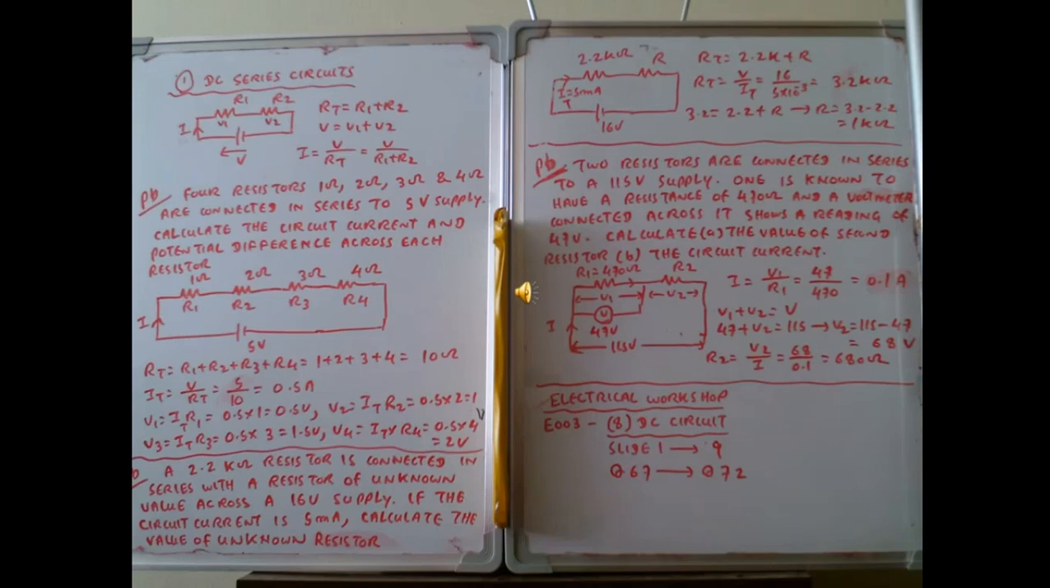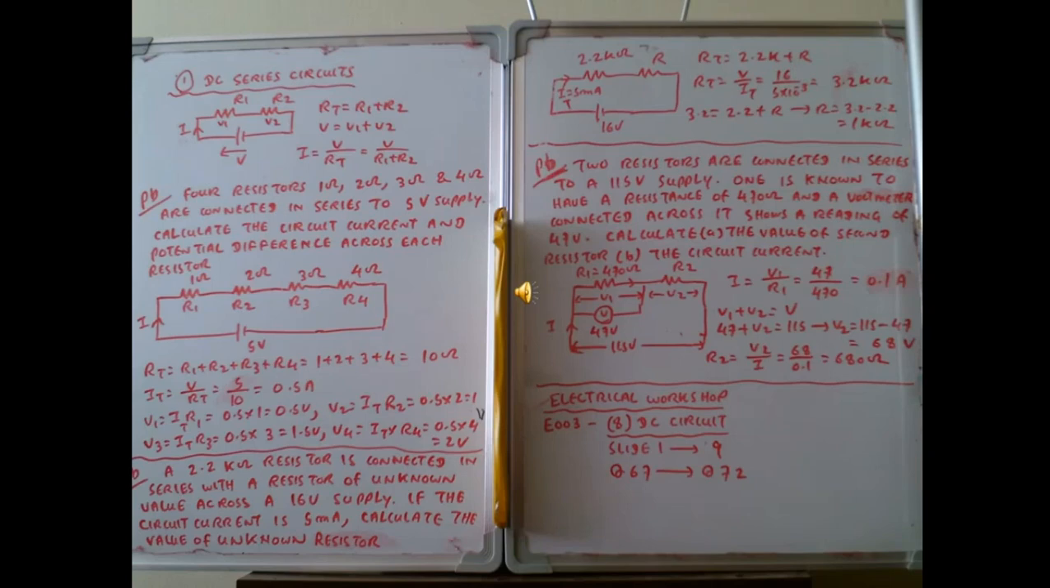And then we can also write another equation: RT is equal to V by ID. So V is equal to the system voltage, 16, and ID is equal to 5 into 10 power minus 3. So we get 16 divided by 5 multiplied by 10 power minus 3. Then we can calculate RT is equal to 3.2 kilo ohm. Then we substitute in the equation.